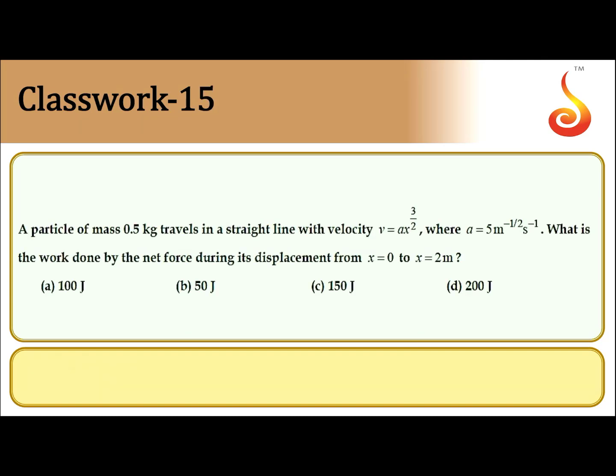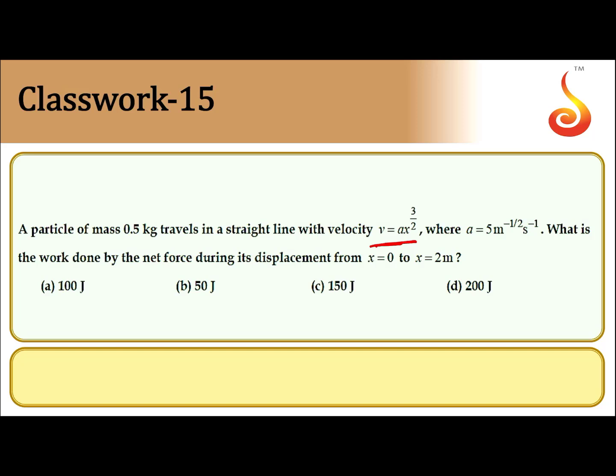15. A particle of mass 0.5 kg travels in a straight line with velocity v = a x^(3/2), where a is 5 m^(-1/2) s^(-1). So he has given the value of a, of course. What is the work done by the net force during the displacement from 0 to x = 2?